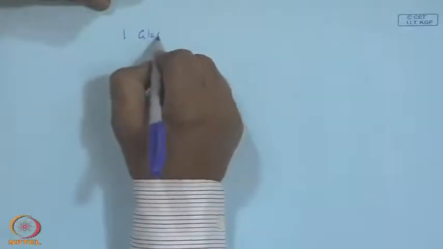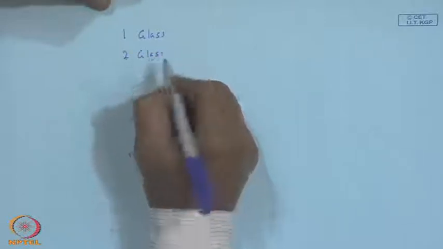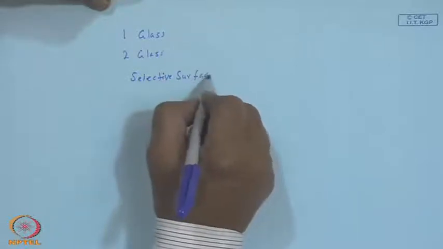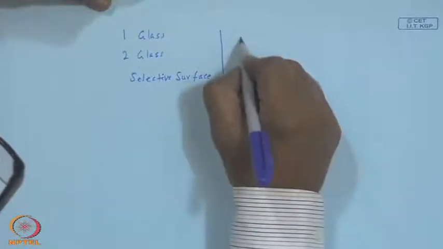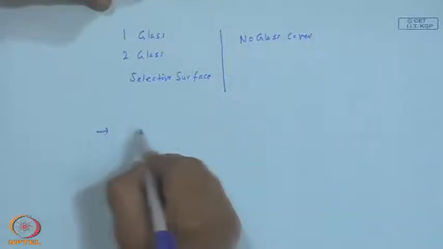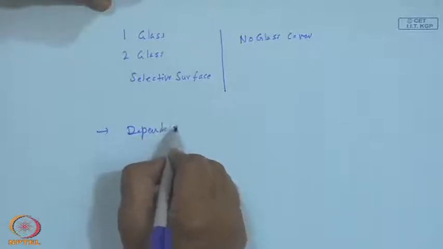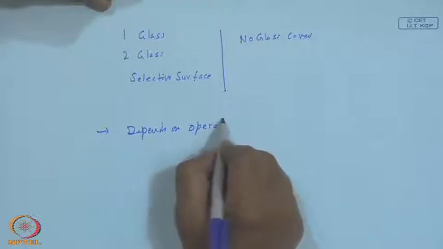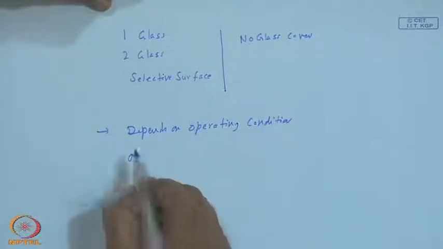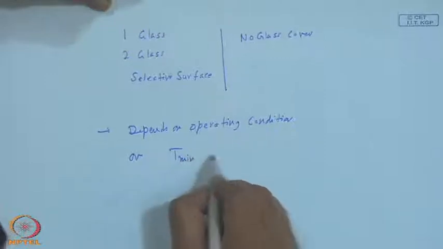So, in short, it is not just a question of efficiency. We choose one glass, two glass, or a selective surface and in fact, you will be surprised, even no glass cover. All this depends on operating condition, or your T minimum required.